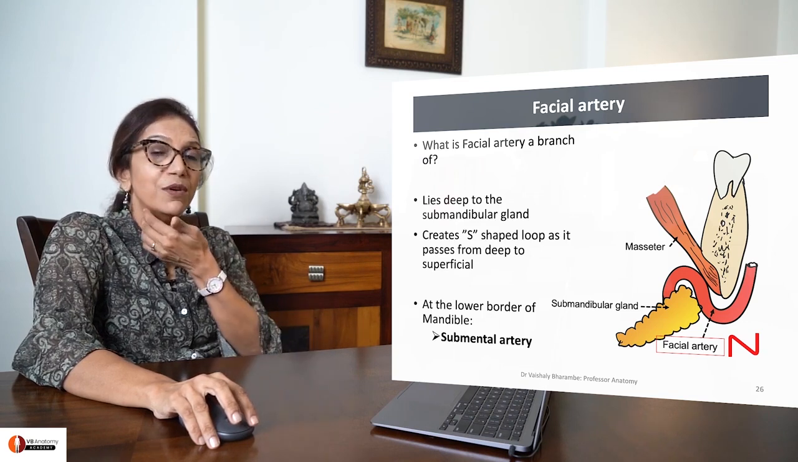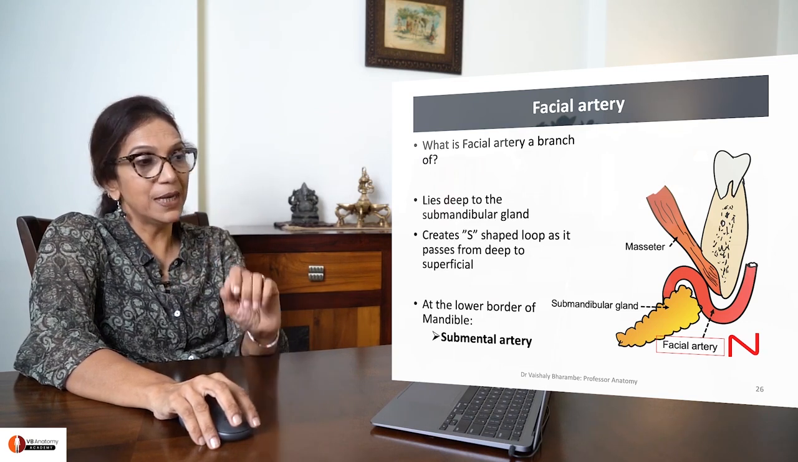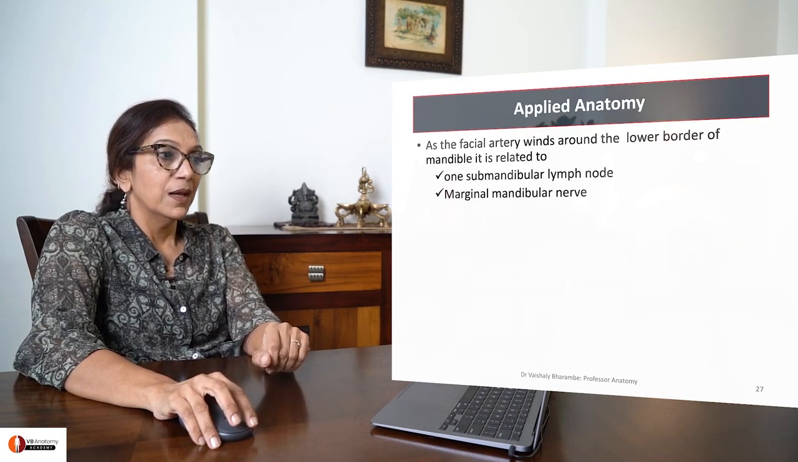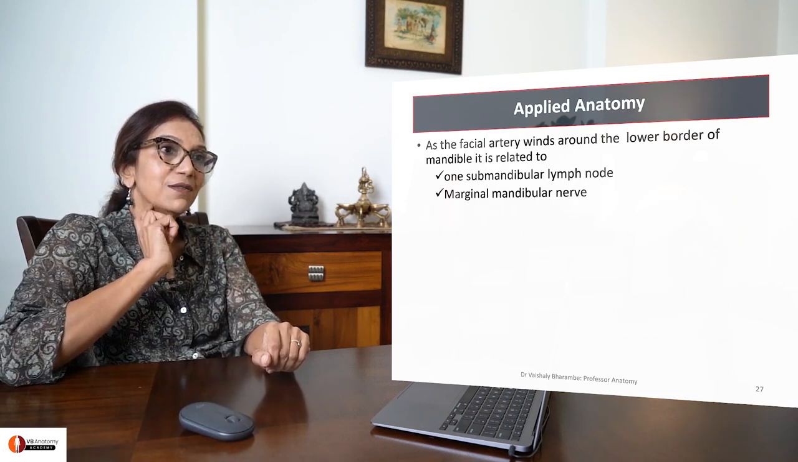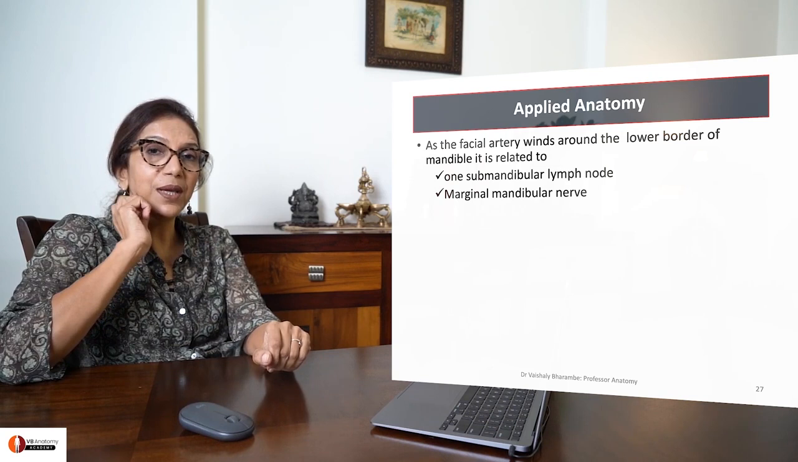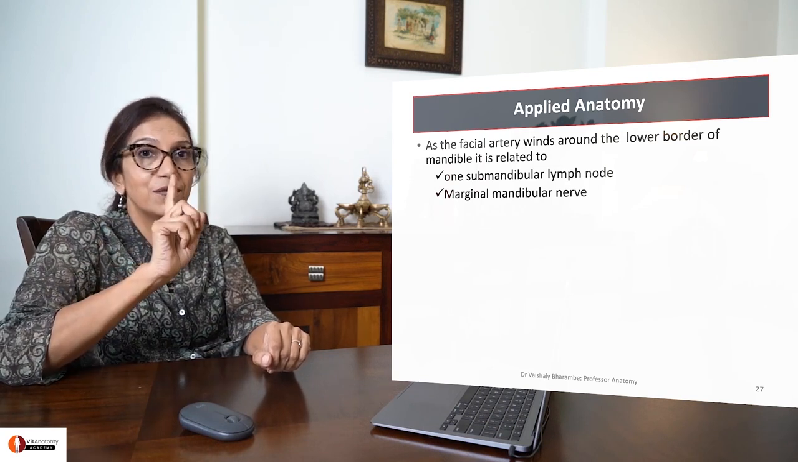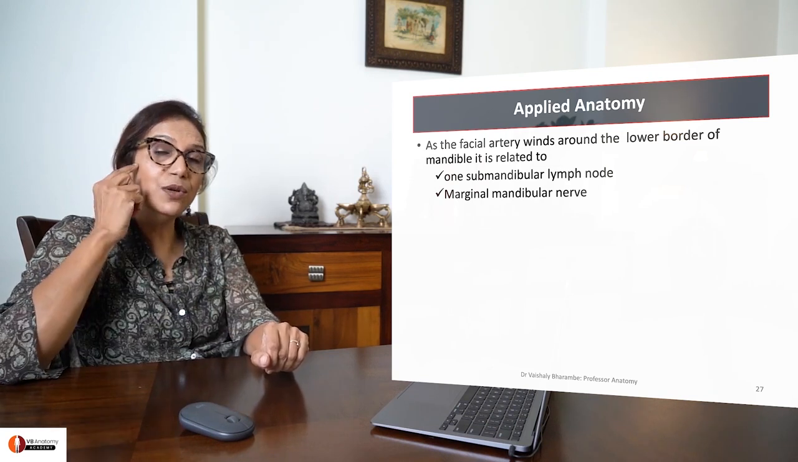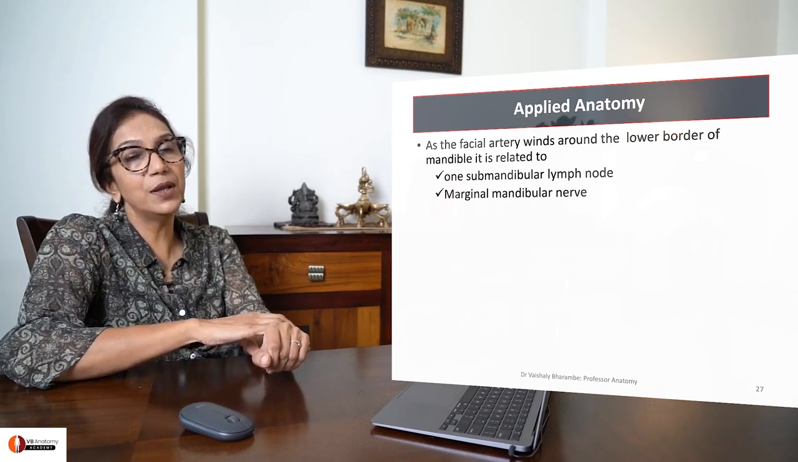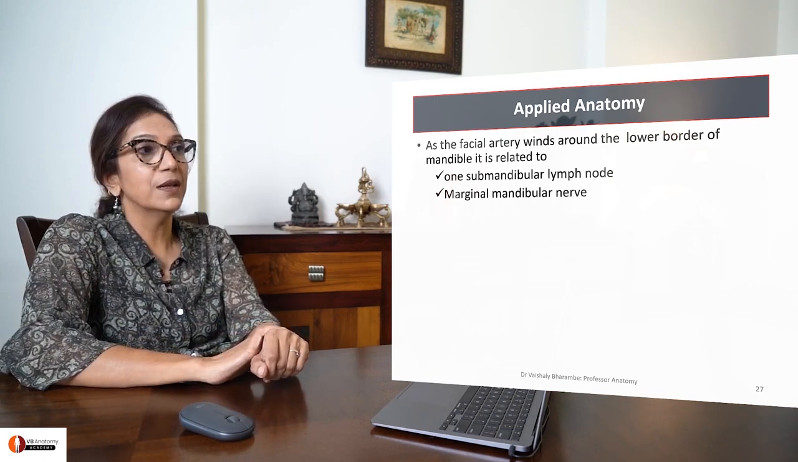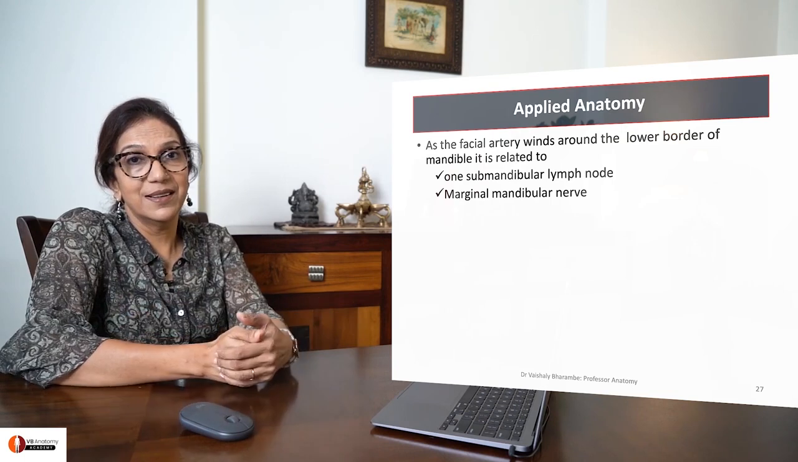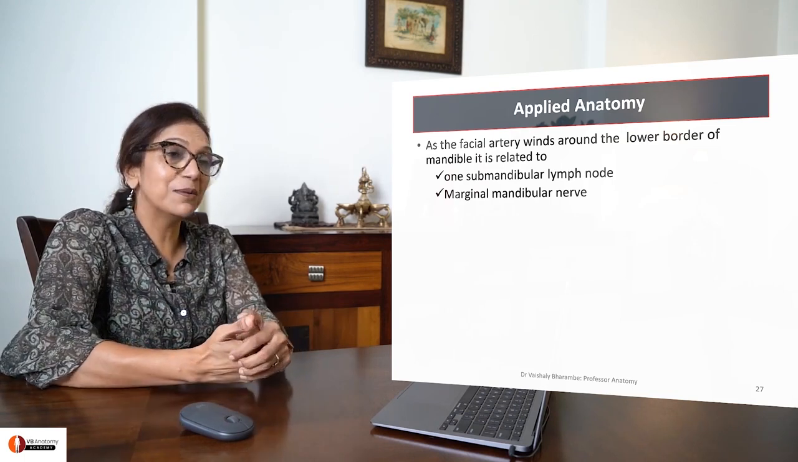At the lower border of mandible, it gives rise to the submental artery. So just remember that as it's winding around the mandible, it is related to that one lymph node, and also related to the marginal mandibular nerve branch of facial nerve. How does it matter? You're wondering, how does it matter?